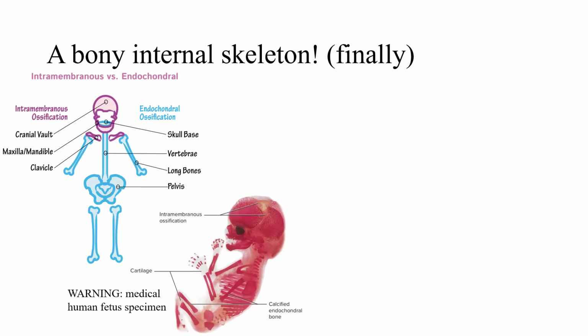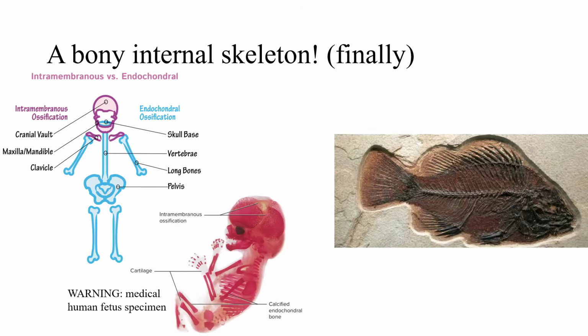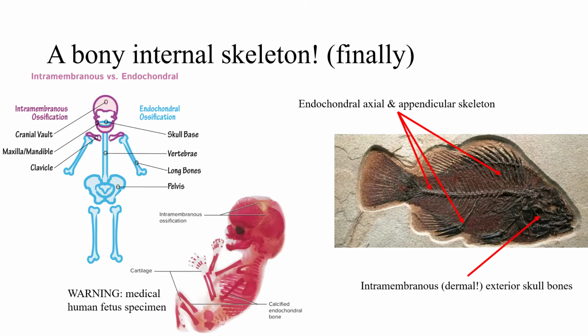And so that's very, very cool. If we look at something like this fossil of a beautiful osteichthyan, a fish, I think you'll all agree, we can see kind of the same types of patterns. There's an endochondral skeleton in the axial and appendicular parts of the body, but those skull bones, especially the exterior ones, are that same dermal type of bone formation.